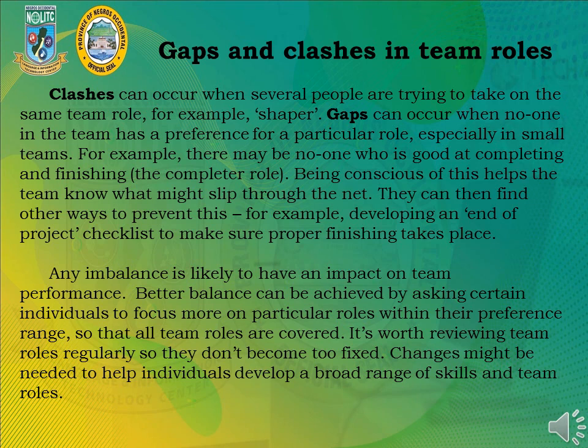Gaps and clashes in team roles. Clashes can occur when several people are trying to take on the same team role, for example, shaper. Gaps can occur when no one in the team has a preference for a particular role, especially in small teams. For example, there may be no one who is good at completing and finishing, the completer role.